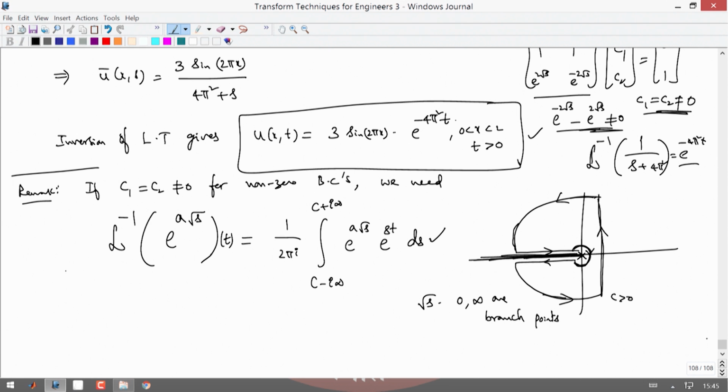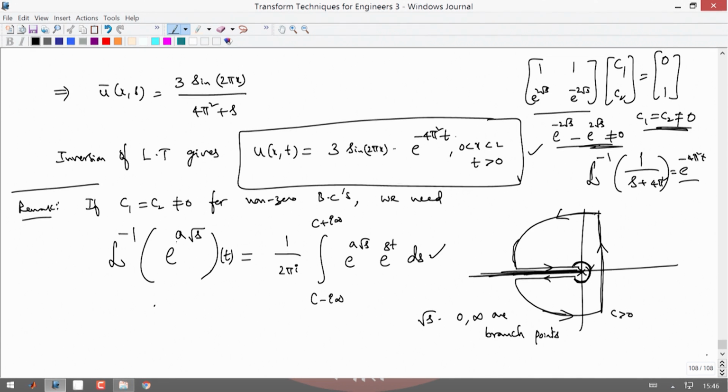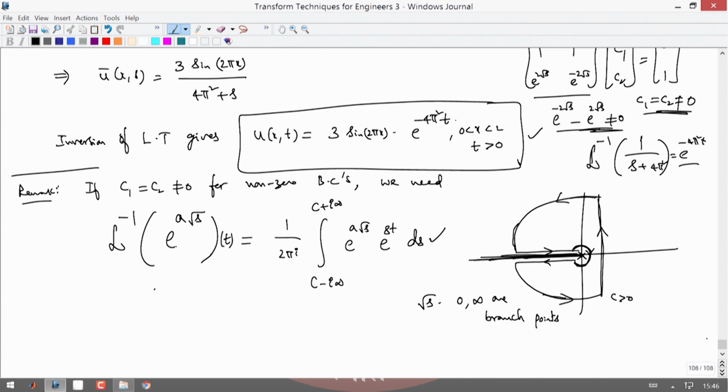So let me write this. We may need either a positive or a negative, whichever we can choose. We can solve this if a is negative, so let me put a minus sign here so that this integral makes sense, to make sure that over this piece, when you calculate and finally let r go to infinity, where r is the radius of this circle, the integral is finite. In order to make it 0, we use a positive, so we need e power minus a root s.